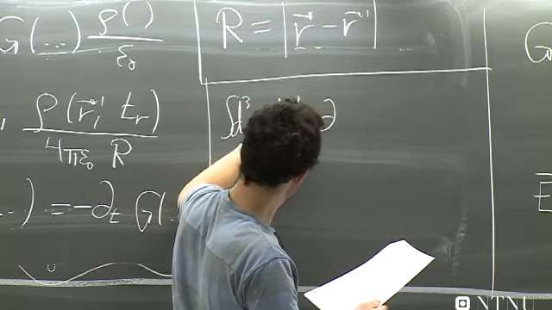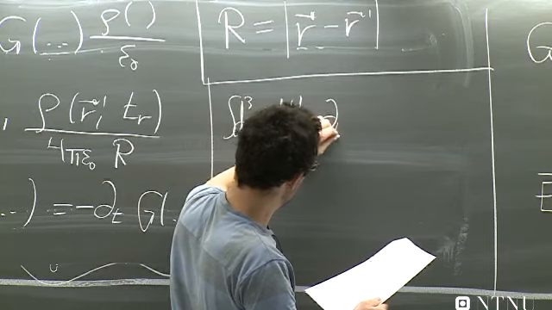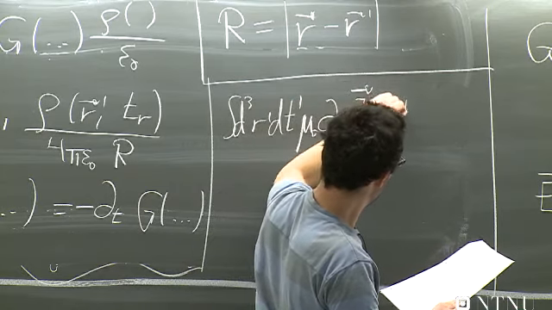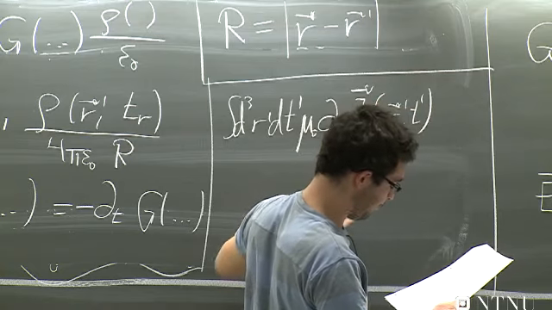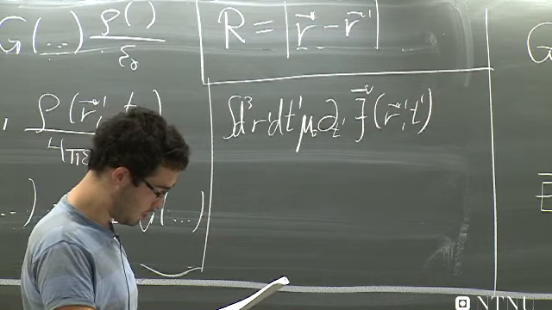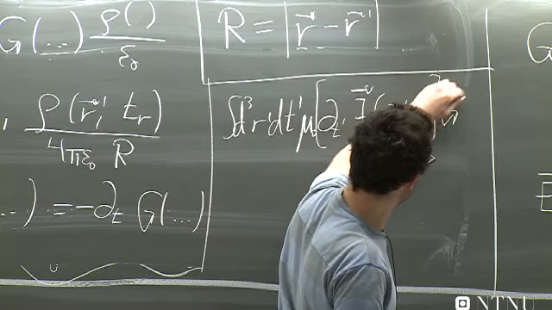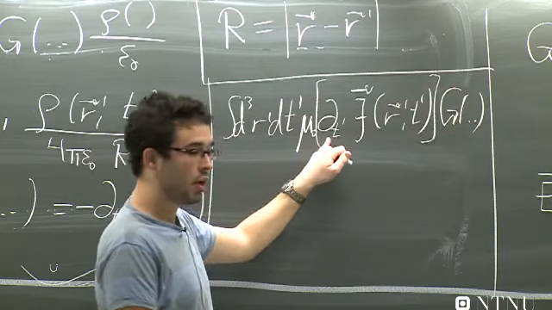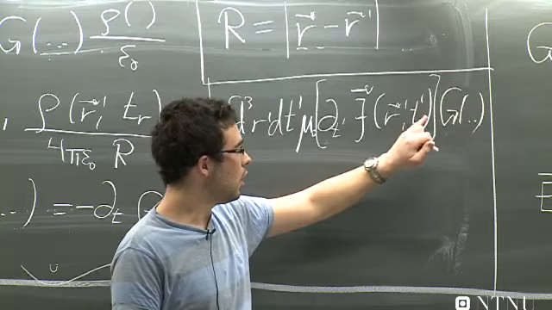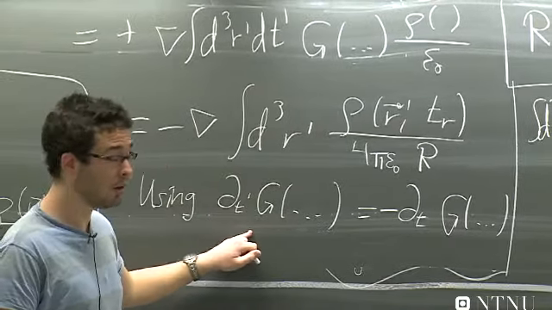and I skip the constant. No, wait, there's room for it here. Mu naught, and there's dt prime j, the current density of r prime t prime. Same trick, there's a Green's function. I move the time derivative in front of the Green's function by partial integration. I swap t for t prime using this identity here.